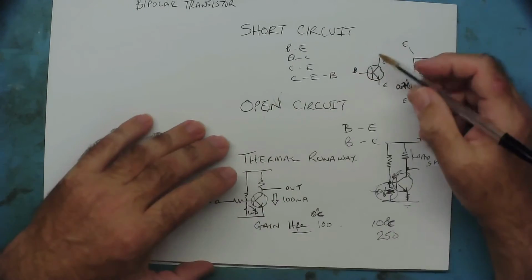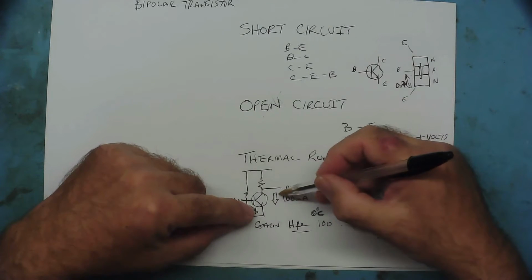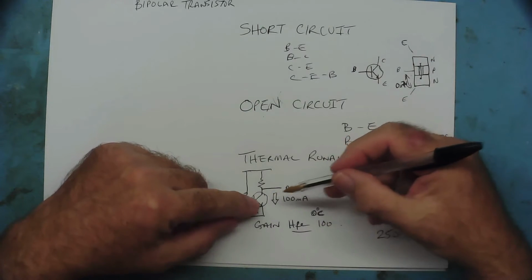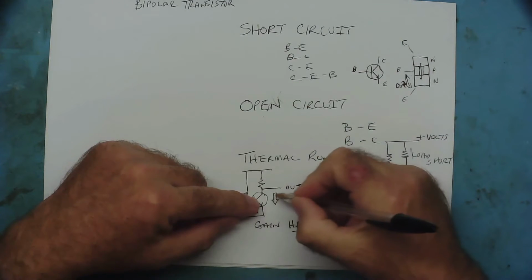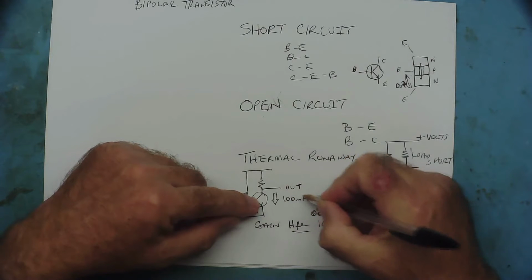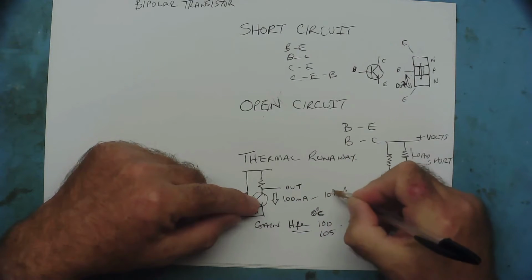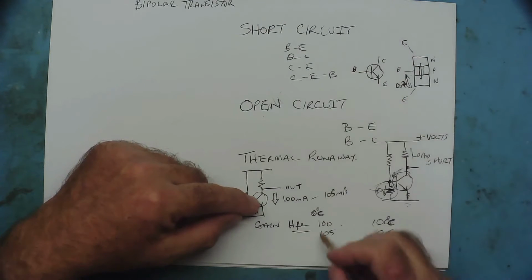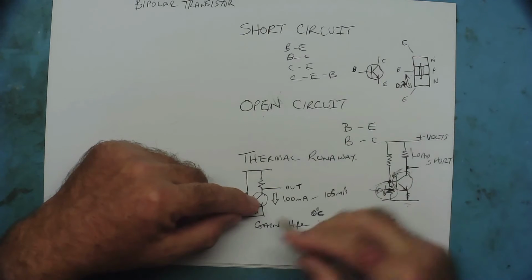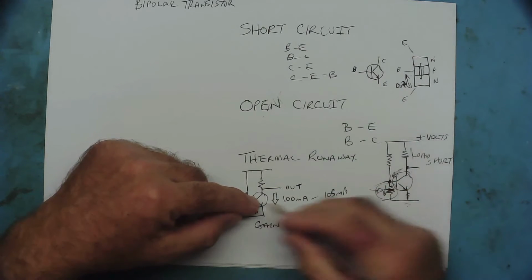So this is where thermal runaway comes in. You've got current flowing into the base and 100 milliamps flowing through here, but the transistor's warming up. So the gain increases to 105. Because the gain's increased, that means now the current coming through here has gone up to 105 milliamps. And current causes heat, so the transistor heats up more. And because it heats up more, the gain goes up to 110, so the current goes up to 110. And you can see where this is going, can't you?